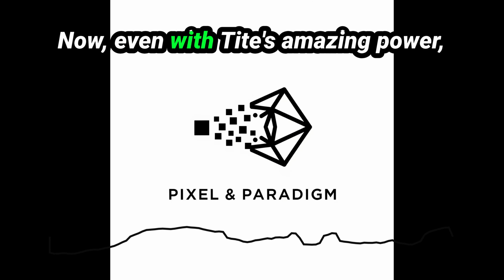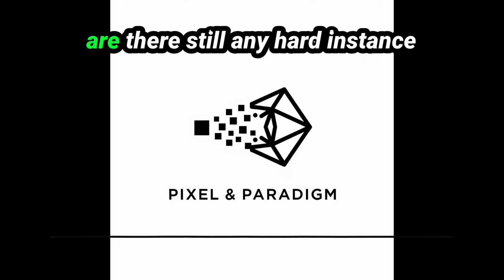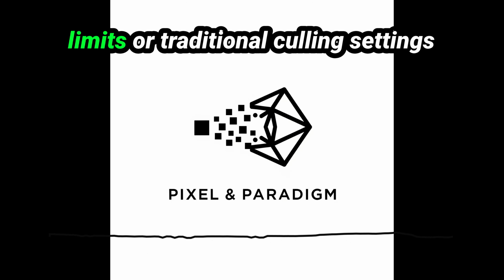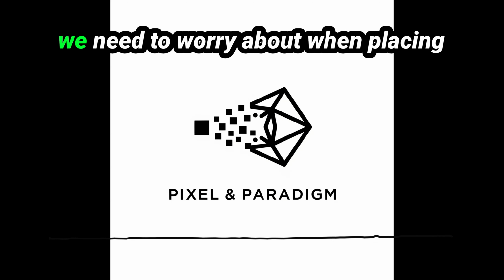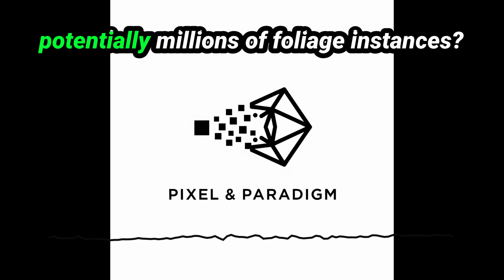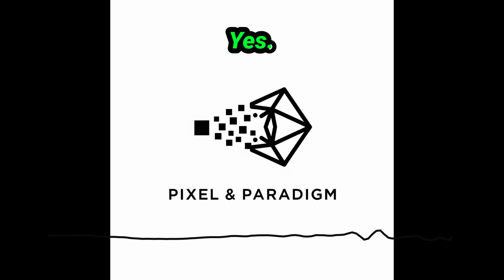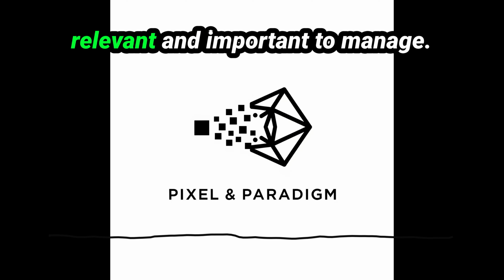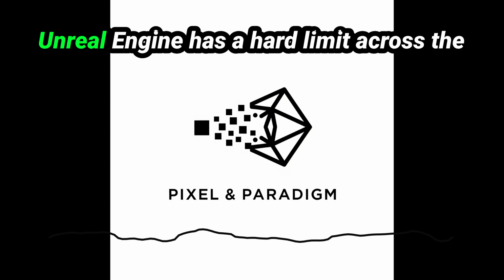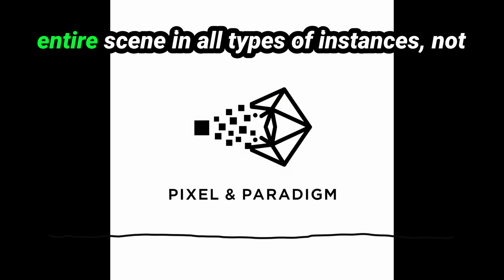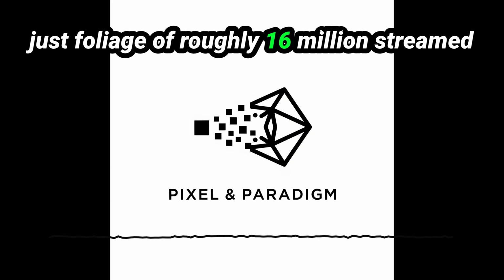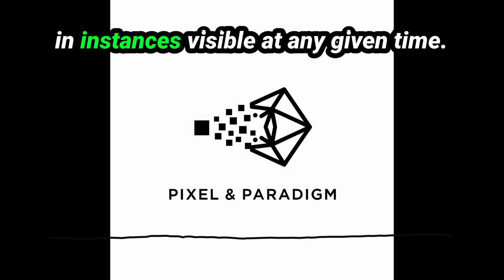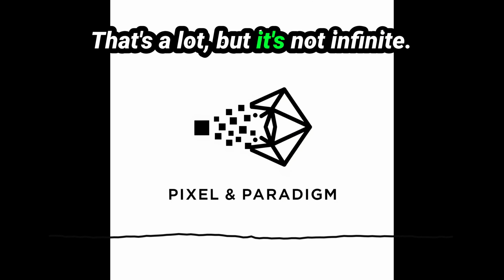Now, even with Nanite's amazing power, are there still any hard instance limits or traditional culling settings we need to worry about when placing potentially millions of foliage instances? Yes, even with Nanite, there are still some limits and traditional settings that remain relevant and important to manage. Unreal Engine has a hard limit across the entire scene and all types of instances, not just foliage, of roughly 16 million streamed-in instances visible at any given time. That's a lot, but it's not infinite.